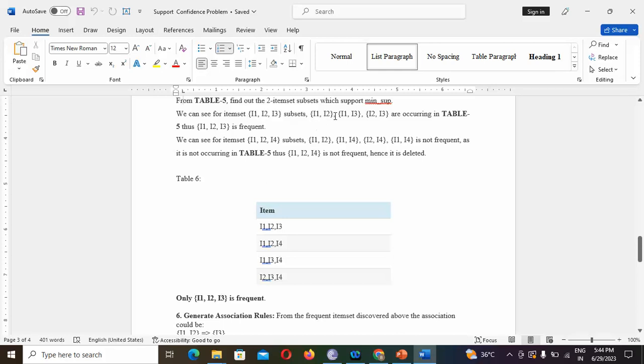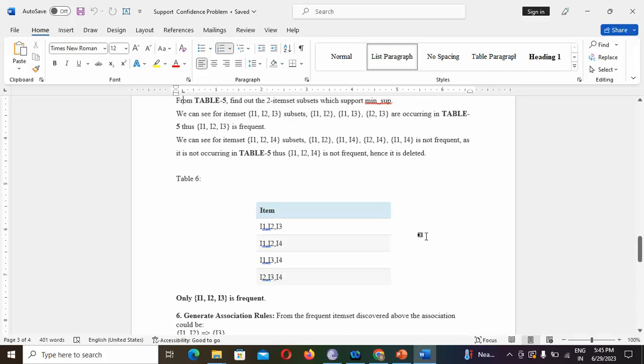So I1 and I2, I1 and I3, I2 and I3 are occurring in table 5. That's the I1, I2, I3 is frequent. Like that we can see for item sets I1, I2, I4, also I1, I4, I2, I4. So these are also not frequent as they are not occurring in table 5. So I1, I2, I4 are not frequent, hence it is deleted.